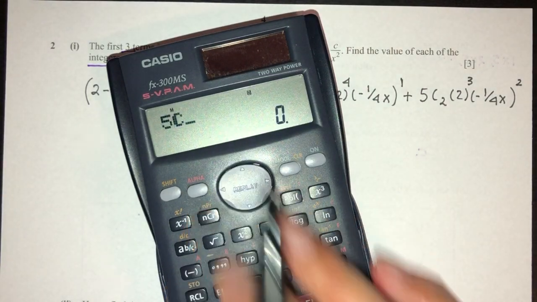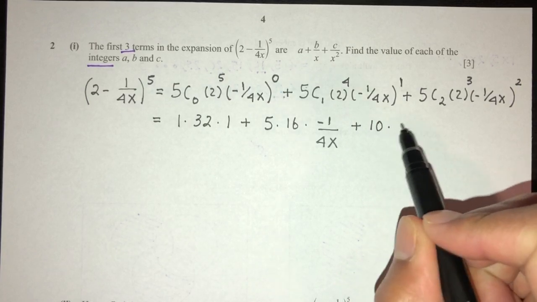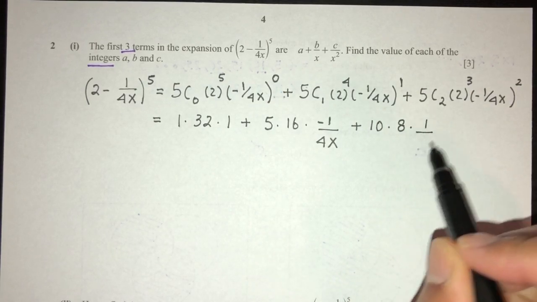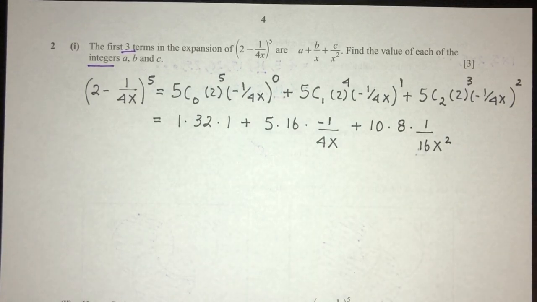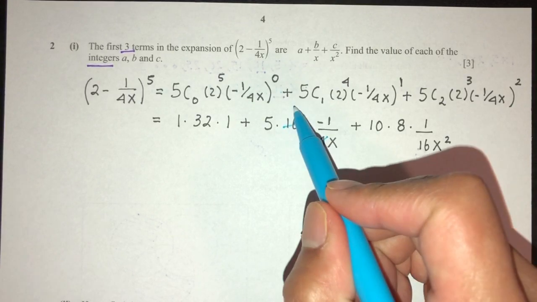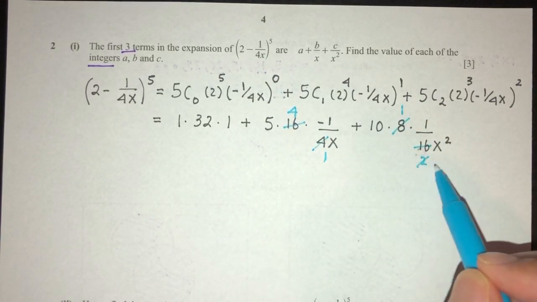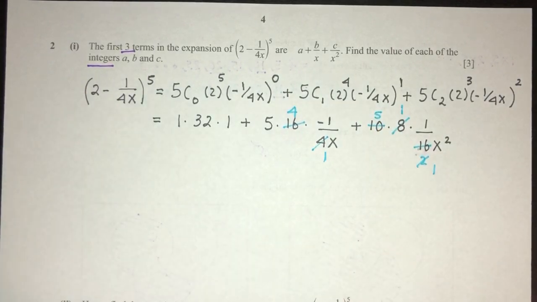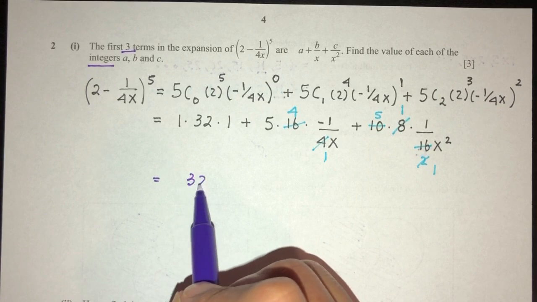And what is 5 choose 2? That should be 10. So plus 10 times 8 times 1 over 16x squared. So now we have to simplify. So here we have 1, that will be 4, that will be 2, 1 will be 5. Now the first term will become 32.